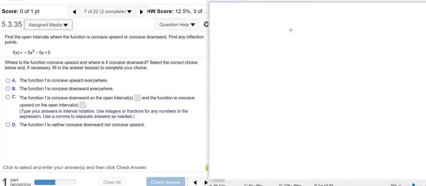Now we're going to use the second derivative test to find the open intervals where the function is concave up or down, and we'll find an inflection point by setting the second derivative equal to 0. So if f of x is negative 5x squared minus 5x plus 5, f prime of x is negative 10x minus 5. Now remember, that's the first derivative. The first derivative tells you increasing or decreasing.